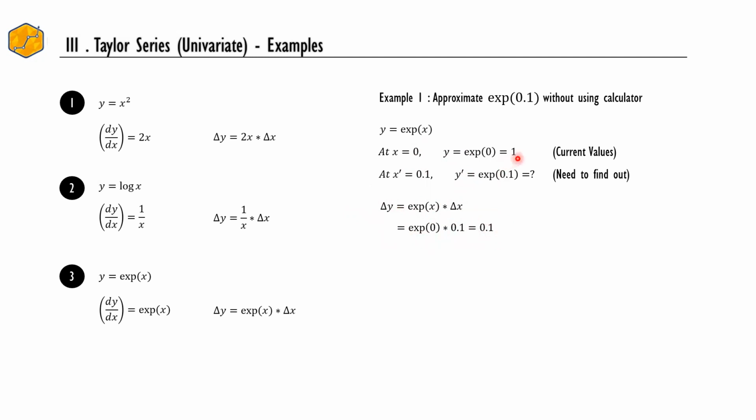All right, what was the original value of y? It was 1. Now y will change by 0.1. So what is the new value of y? 1 plus 0.1, that's 1.1. Perfect. We did not use a calculator. We found the value of e to the power 0.1 using Taylor series. You can verify this in Excel.